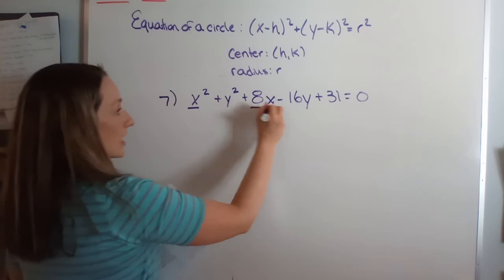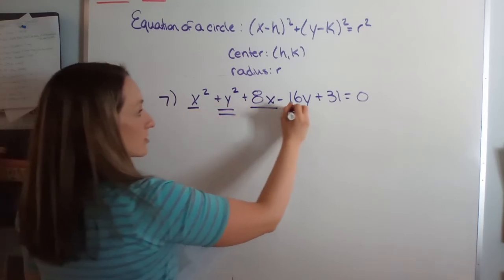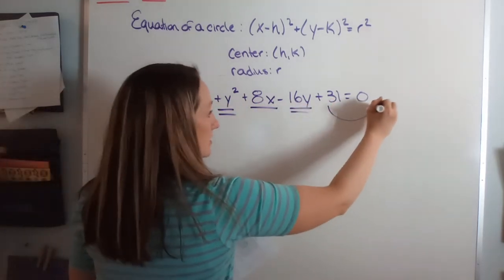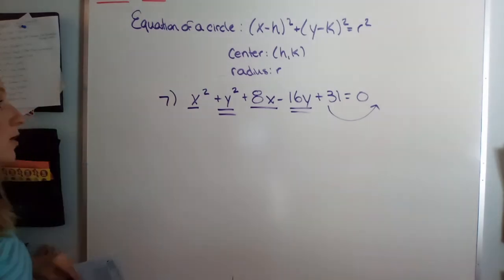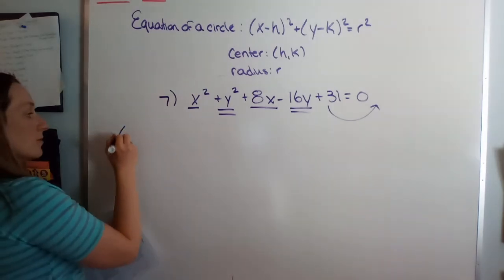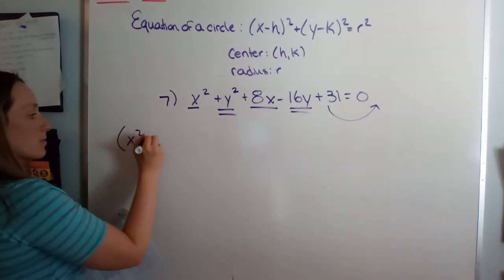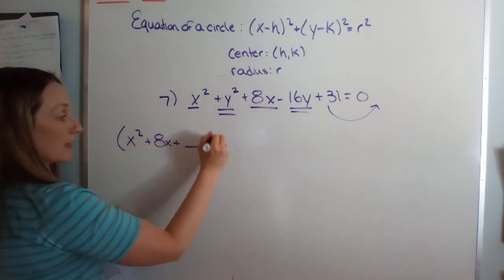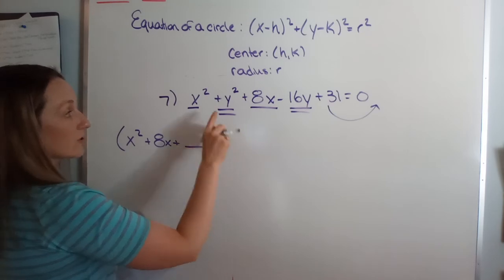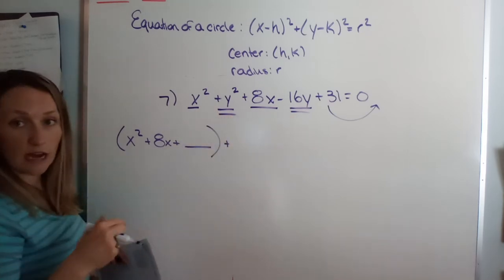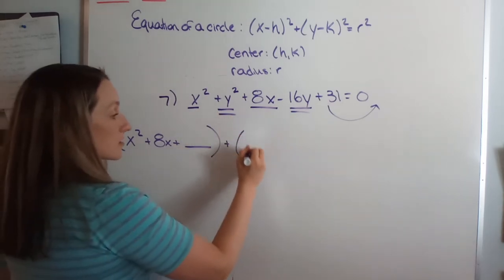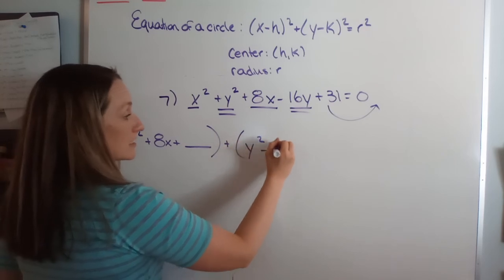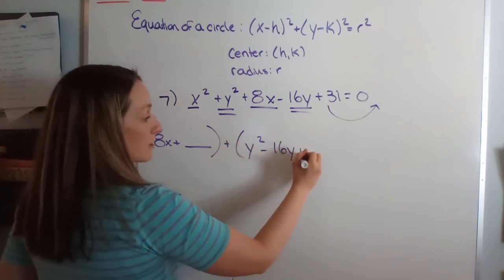We have to group our x terms together, group our y terms together, move our constant to the other side, okay? When we group our x terms together, put them in parentheses, x squared plus 8x, and then you're actually going to write plus blank, and I'll explain that blank in a second. Then you're going to group your y terms together and have another plus blank. So it's going to be y squared minus 16y plus blank.